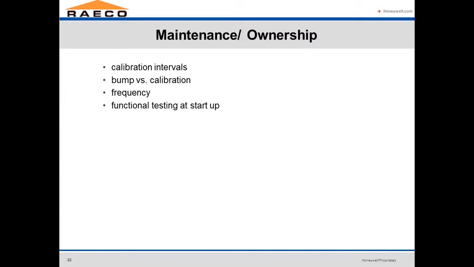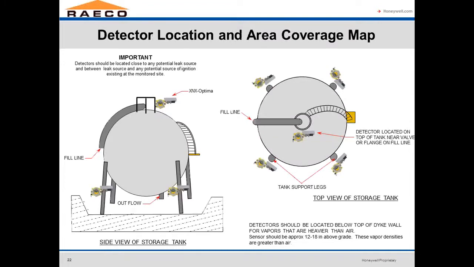Functional testing should be done at startup, making sure that all the proper signals, shutdowns, and enunciations are happening when you think they're going to happen, and they're happening in the sequence that you want them to happen. That can get very, very complex. Again, we're not going to go into that, but it's something that you need to be aware of, make sure of, and test for.